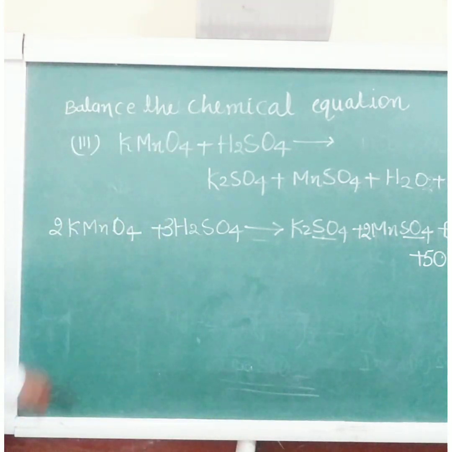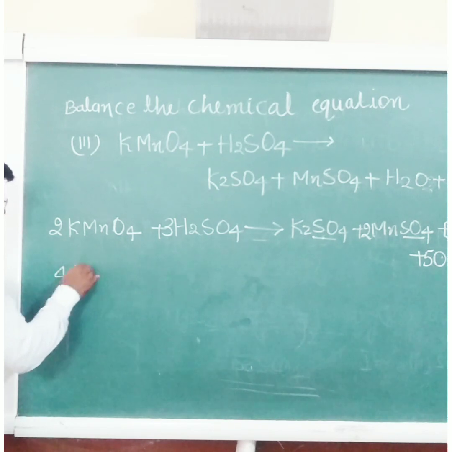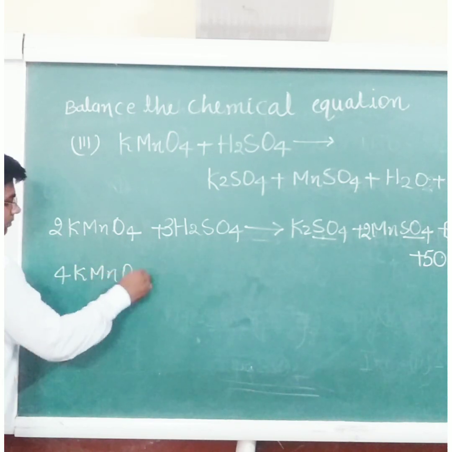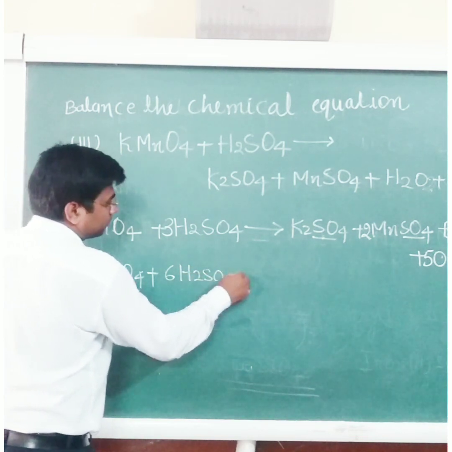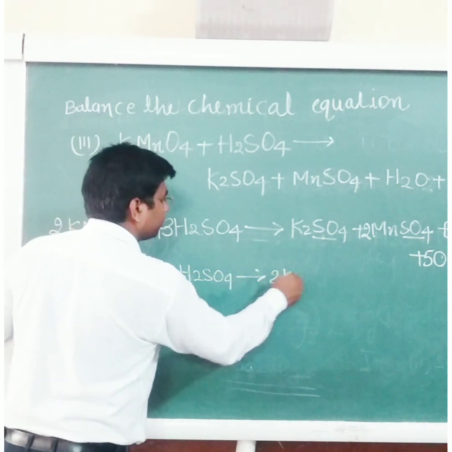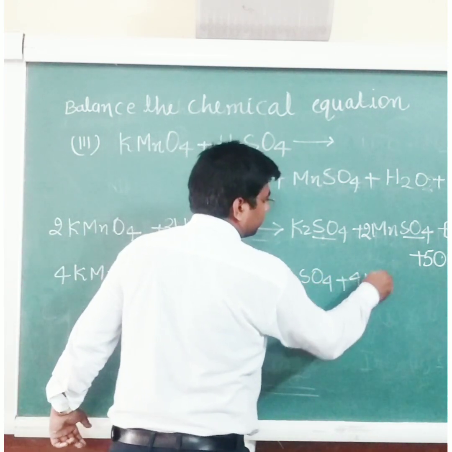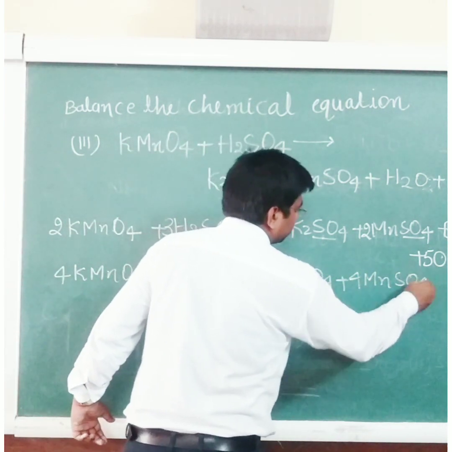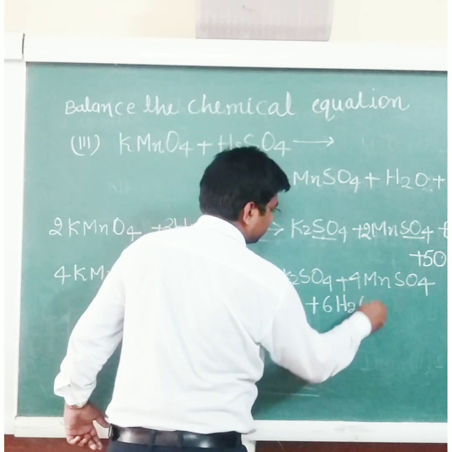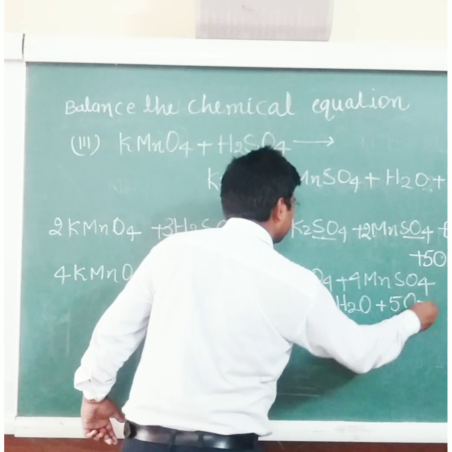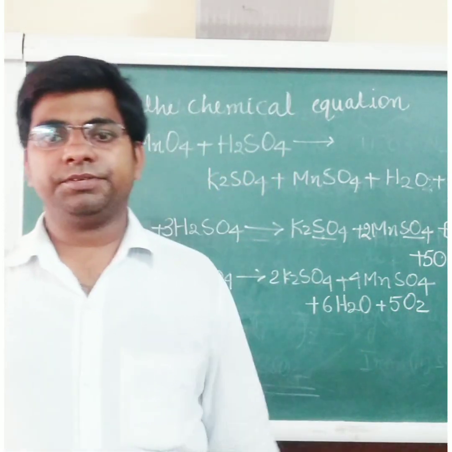When we multiply by 2, the overall equation will be 4KMnO4 plus 6H2SO4 equal to 2K2SO4 plus 4MnSO4 plus 6H2O plus 5O2. Now this is a balanced equation. Okay, this is a balanced equation.